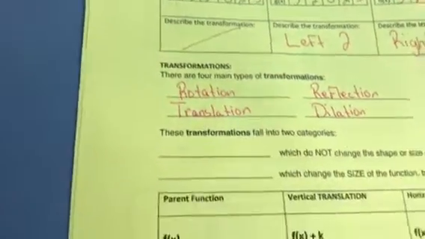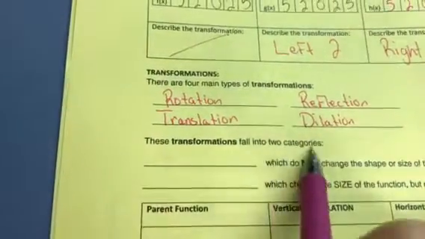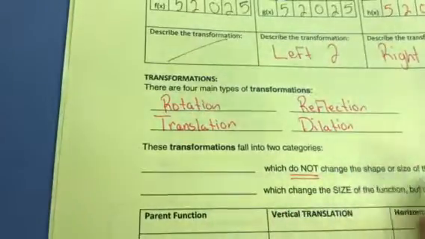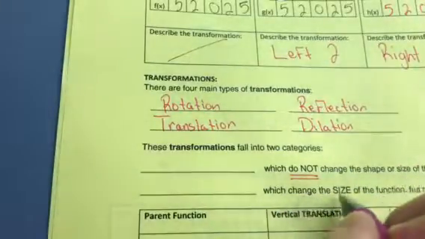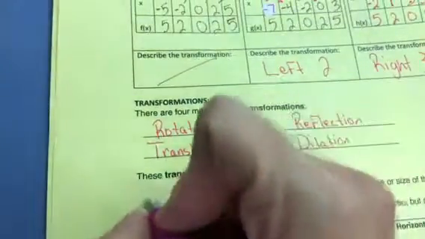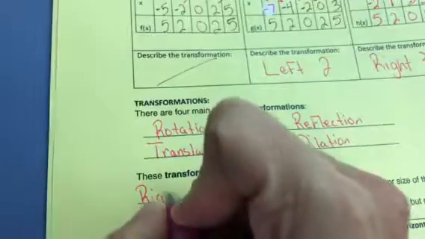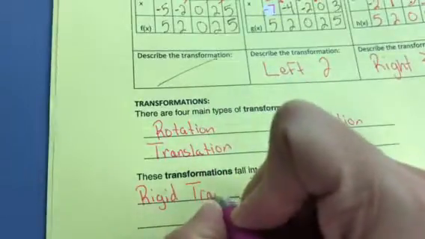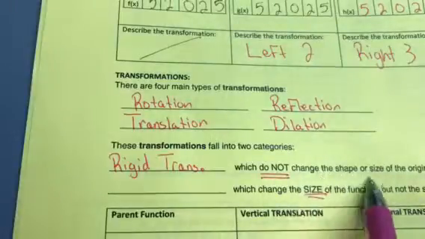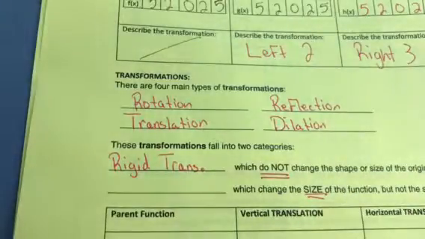So the transformations that we have fall into 2 categories. There's one that doesn't change the shape or size, and there's the other one that does change the size, but it doesn't change the shape. So a rigid transformation, I'm going to abbreviate transformation, doesn't change the shape or the size. It's the same shape, it's the same size, it's just in a different spot.